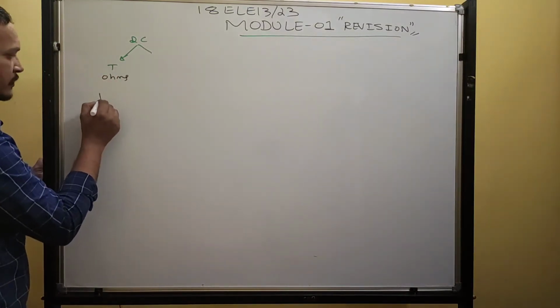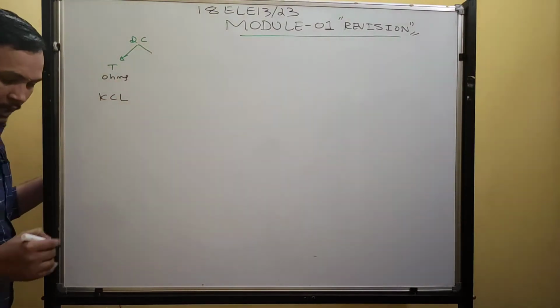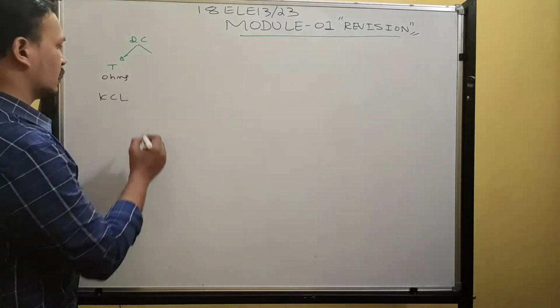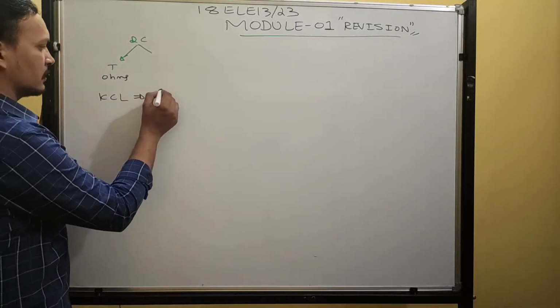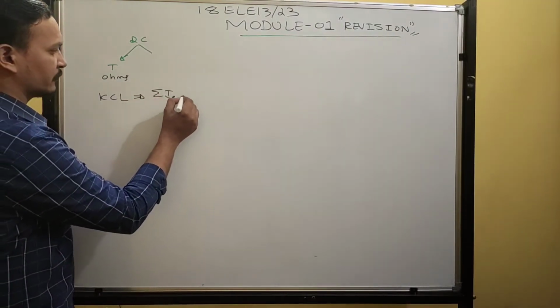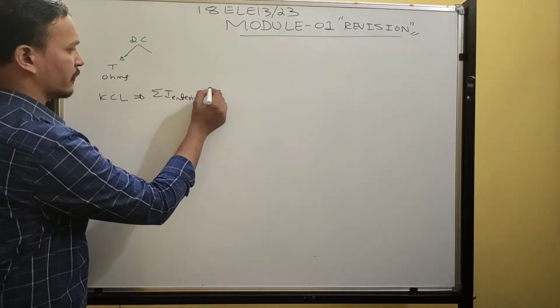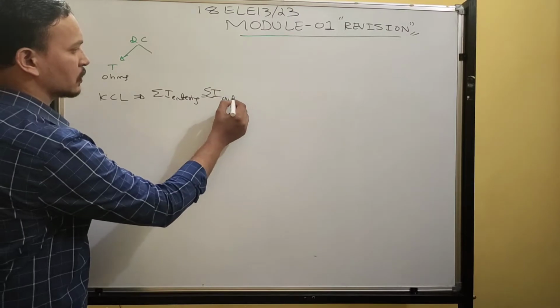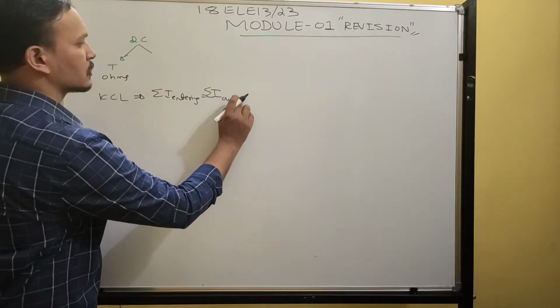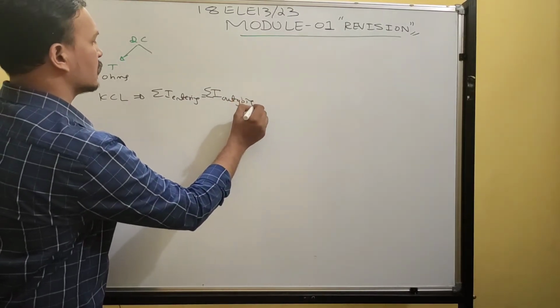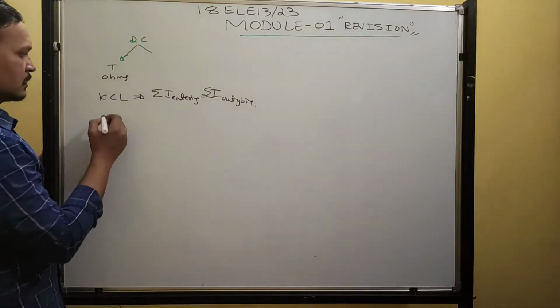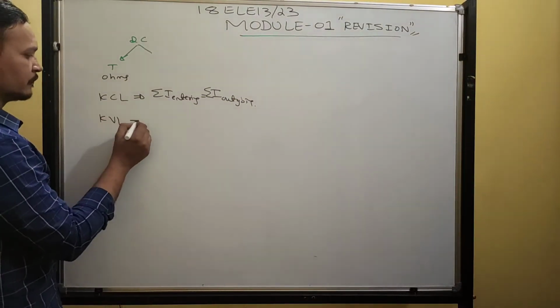Next is Kirchhoff's laws. Kirchhoff's law has two types: KCL and KVL. So what is the KCL definition? The sum of currents entering is equal to the sum of currents outgoing. Understood? Very simple definition.